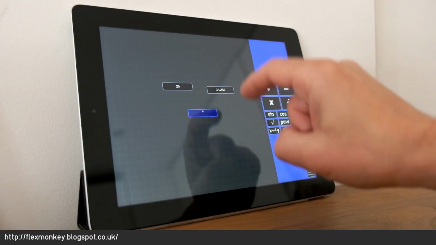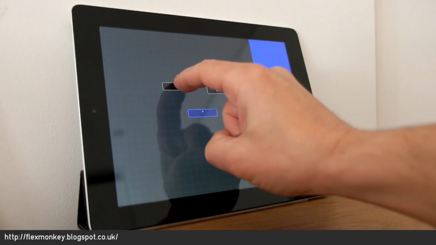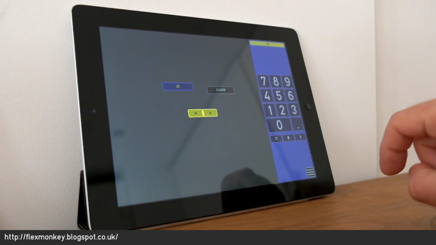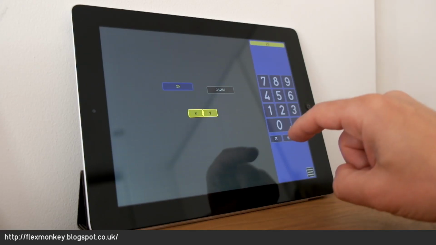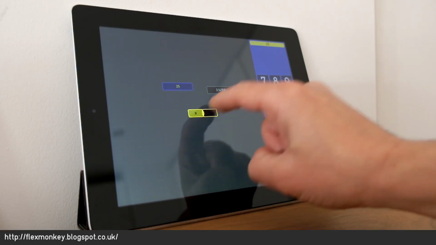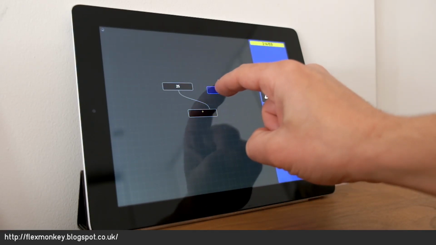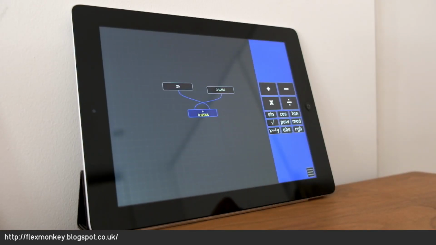divide, and with a long hold on our numbers, the new creation mode shows two boxes for the divide, an X and a Y. Let's assign the 25 to the Y, and let's assign pi to the X. So now we have pi divided by 25.